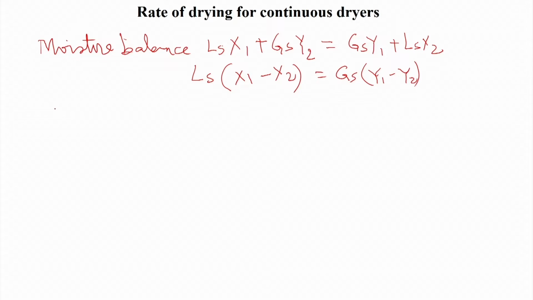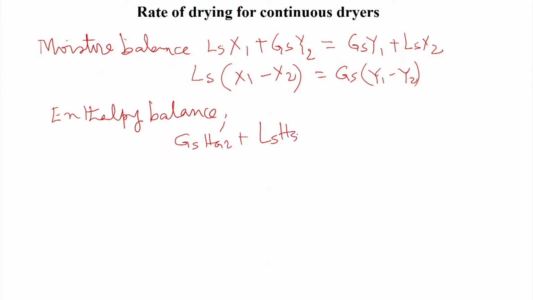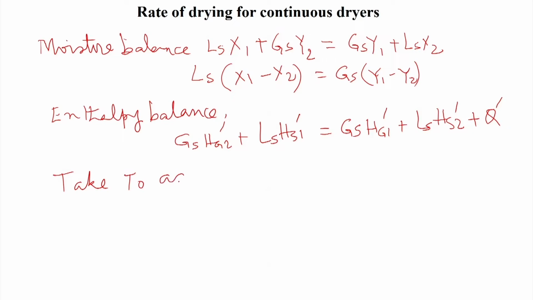And when we do the enthalpy balance, we need to consider the entire dryer. So, for that we have Gs into Hg2 prime plus Ls into Hs1 prime is equal to Gs into Hg1 prime plus Ls into Hs2 prime plus Q prime, which is lost. We have to take T0 as the reference temperature.